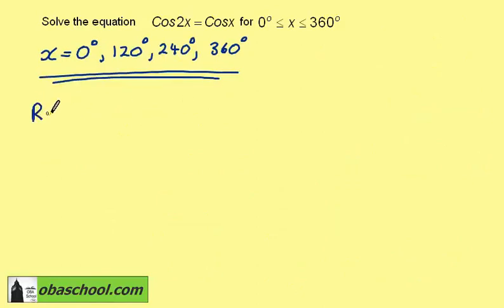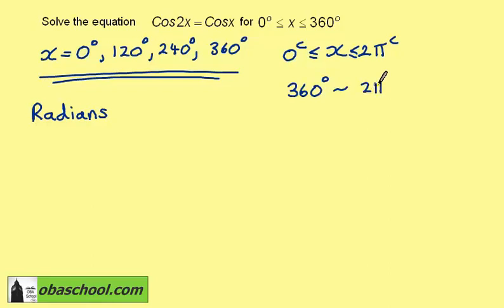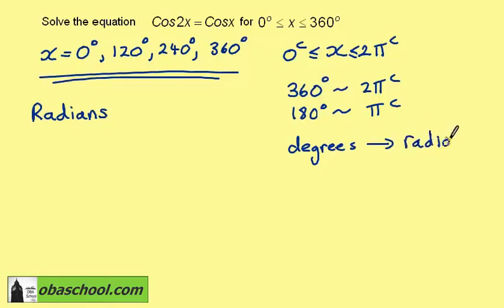Let's suppose instead that we'd been asked to give answers in radians. The question may have read that x was from 0 radians to 2 pi radians. We know that 360 degrees is equivalent to 2 pi radians. Therefore 180 degrees is equivalent to pi radians. So to convert from degrees into radians, all we need to do is multiply by pi divided by 180.